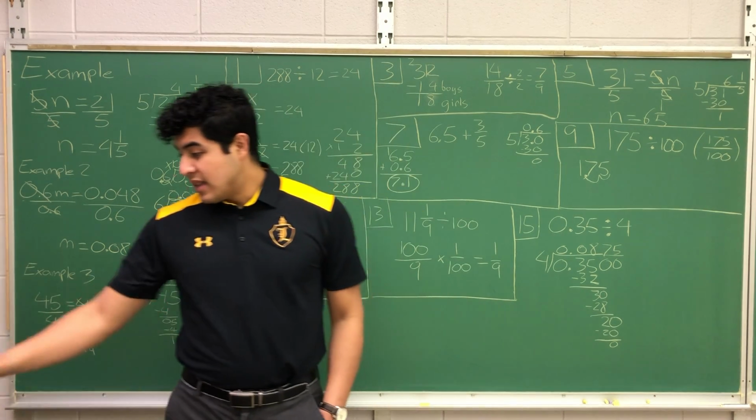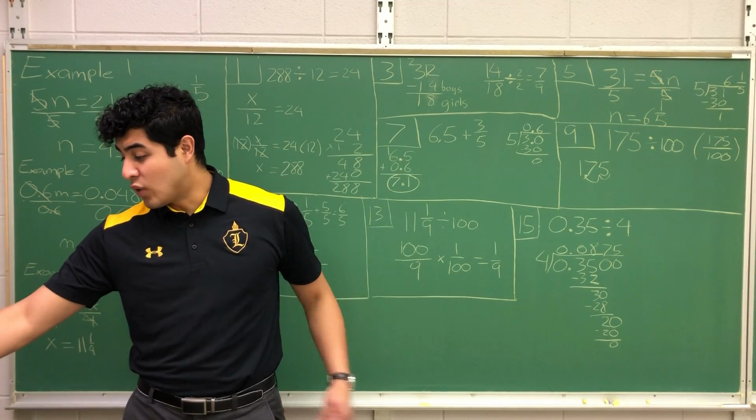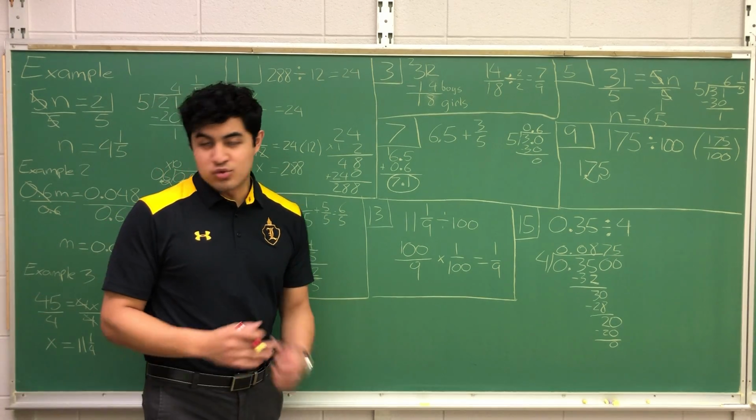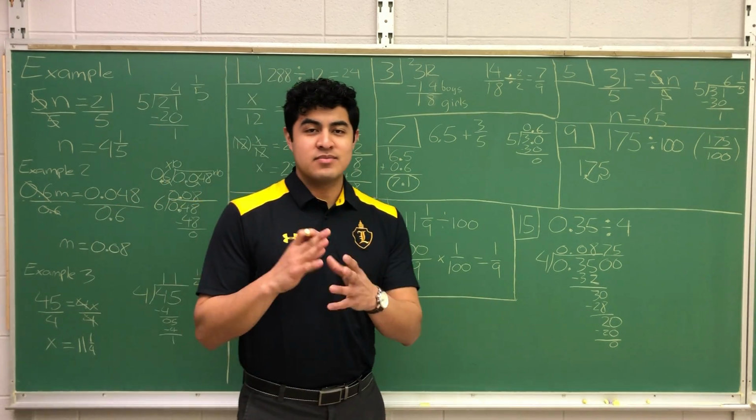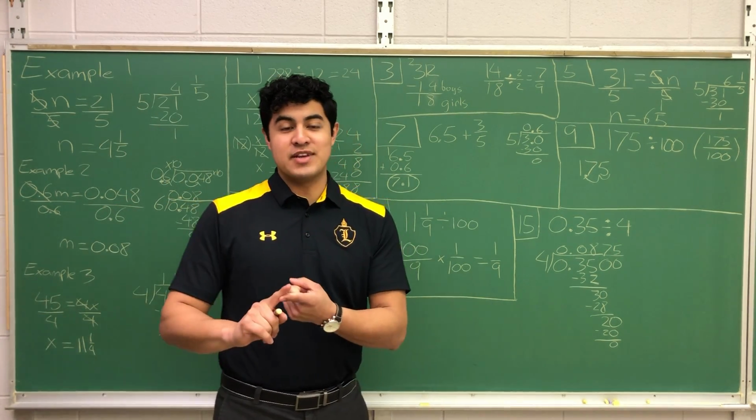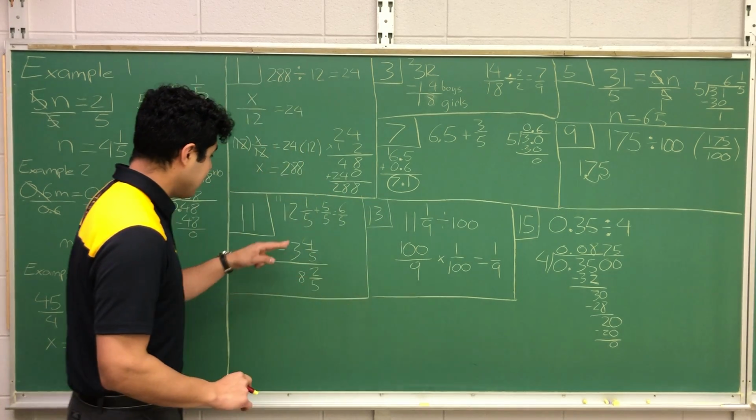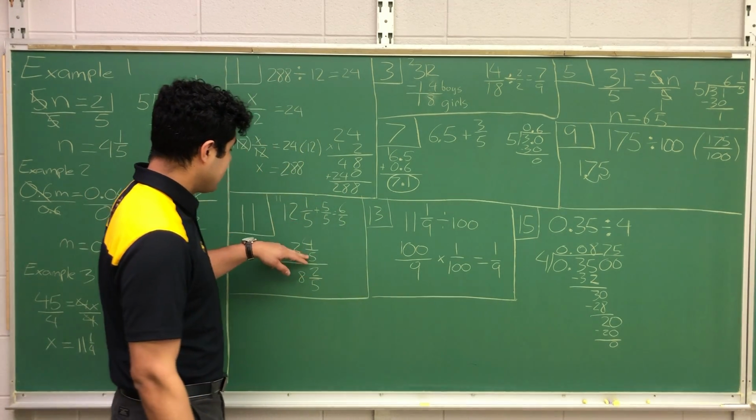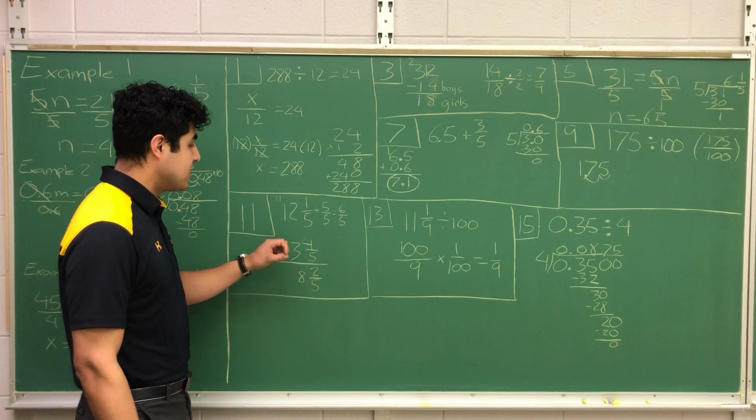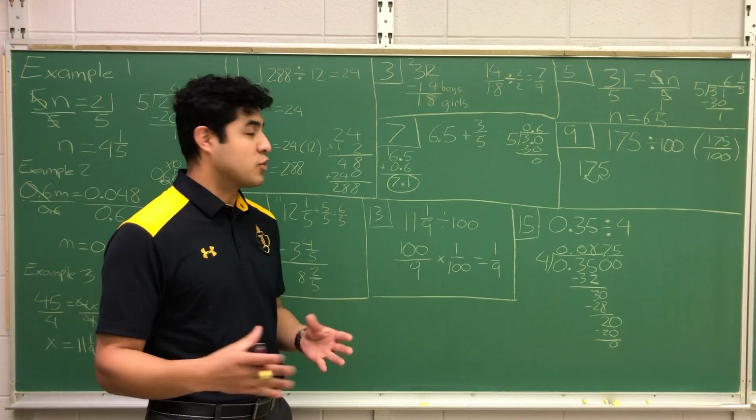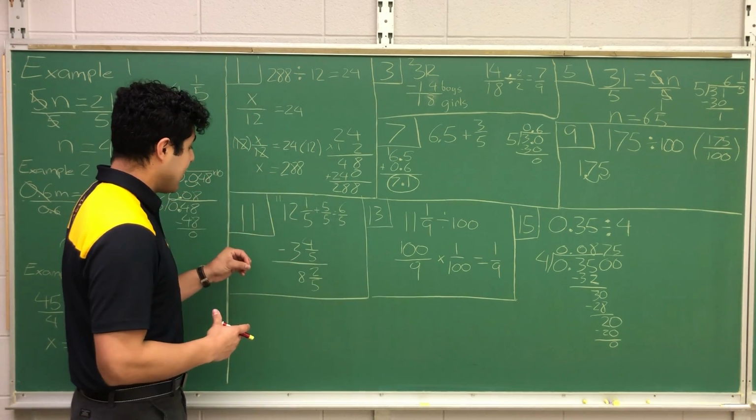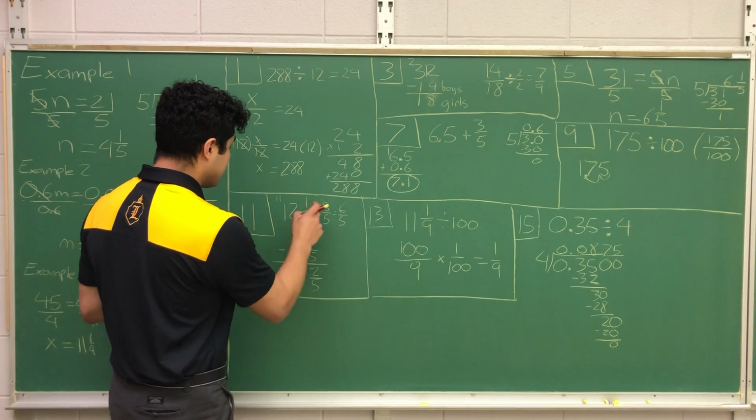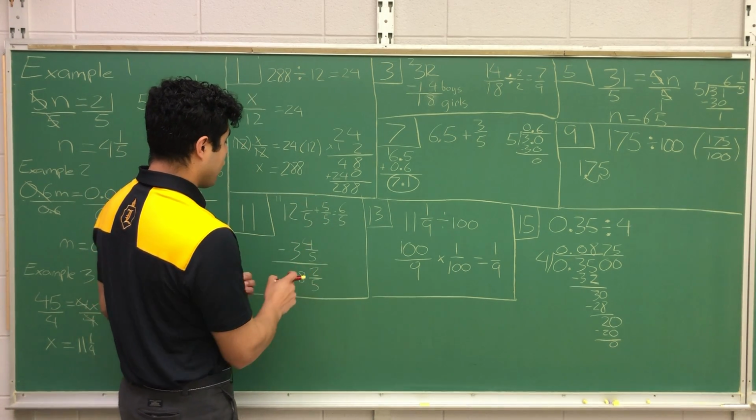Next, number 11. We have 12 and 1/5 minus 3 and 4/5. And they did something not really weird, but I think it's the first time we see it here, where we don't have to change the fraction. They already have a common denominator, so we don't need to find the least common multiple. So let's just go ahead and subtract these fractions. We have 12 and 1/5 minus 3 and 4/5.